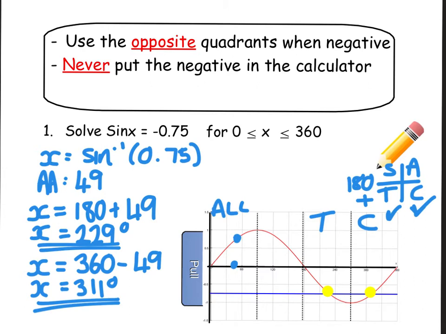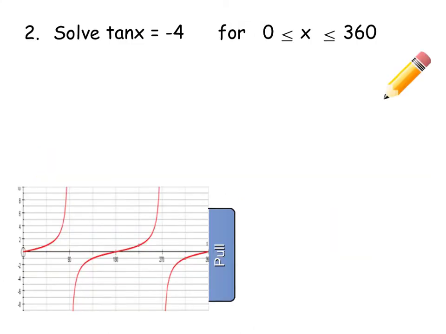Because if you accidentally say x equals 49 up there, the person marking your question will think you think there are three answers. So clearly my two answers are 229 and 311. And normally I would write them side by side, but I don't have quite enough room to do it on this screen today. Second example, we're going to solve tan x equals negative 0.4.